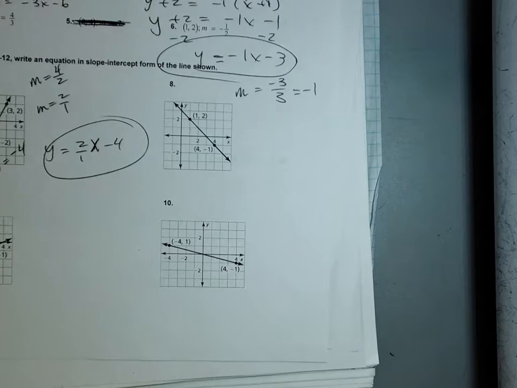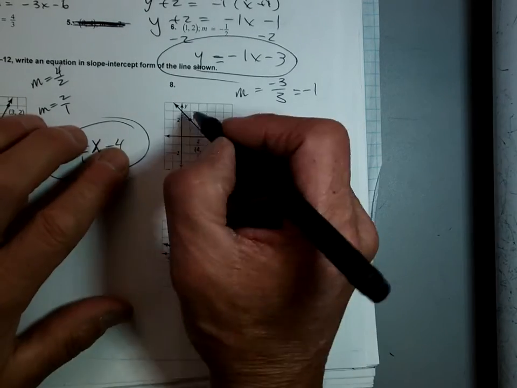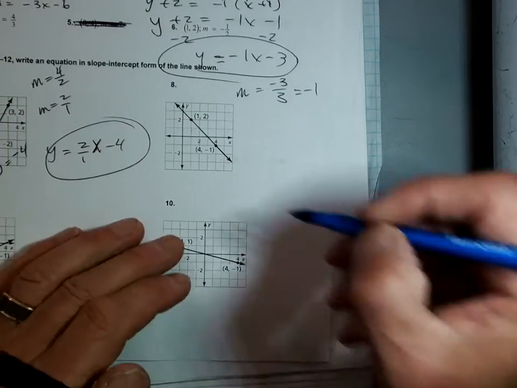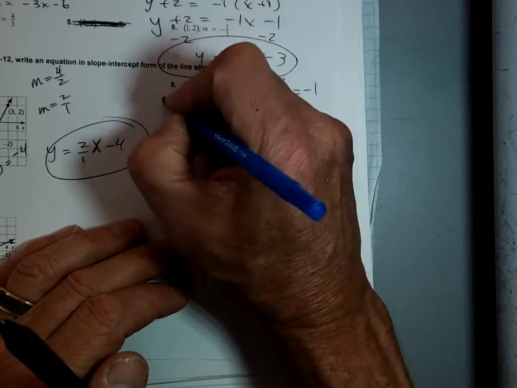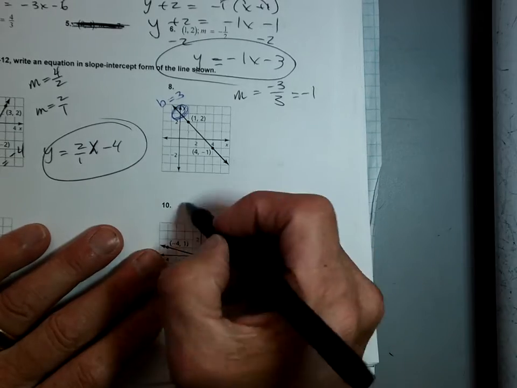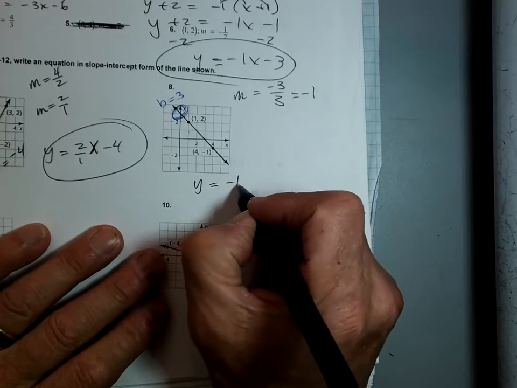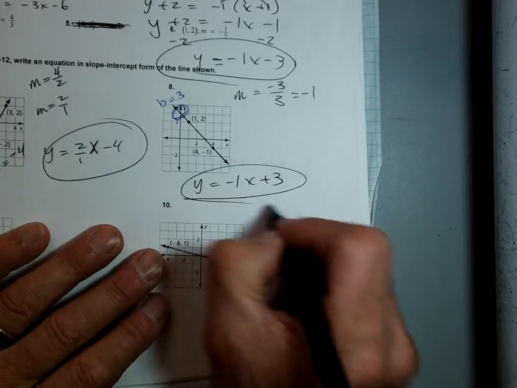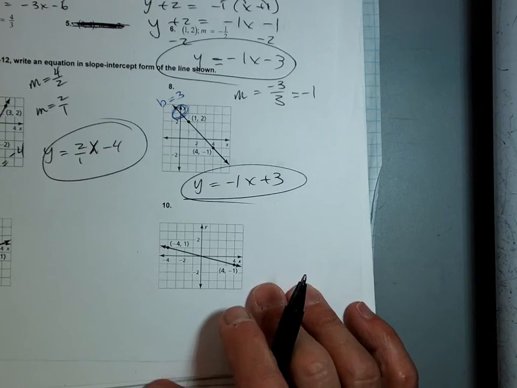And what's my B? What's my y-intercept on this one? It is at B is 3. So did you get this answer? Y equals -1x plus 3. Show me your hands. How many kids got that answer? I got it right. Okay.